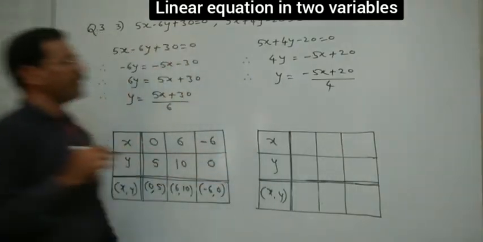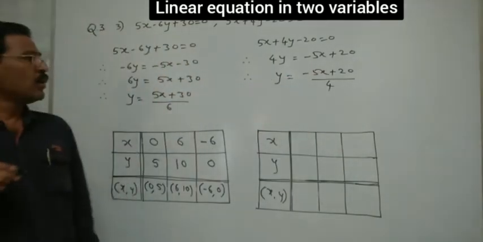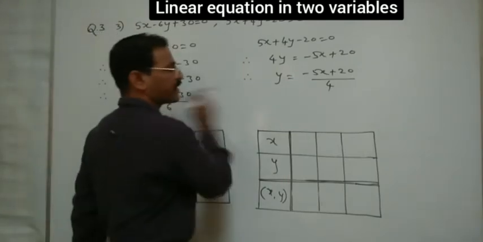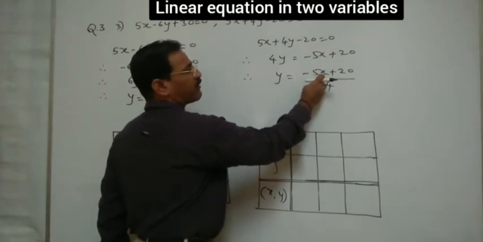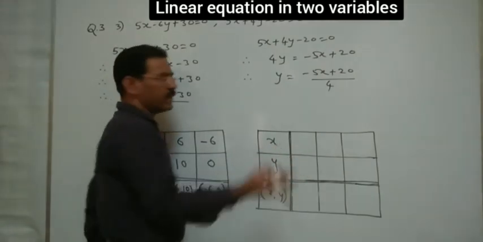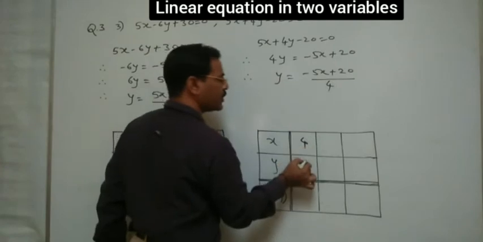Okay. Now look here. Which one do you have to take? Put the value of x here. As in the previous sum, if you put 4 here, what do you get? 5 4s are 20, minus 20 plus 20 is 0. 0 upon 4 is 0. So that means if you put 4 here, then we'll get 0.